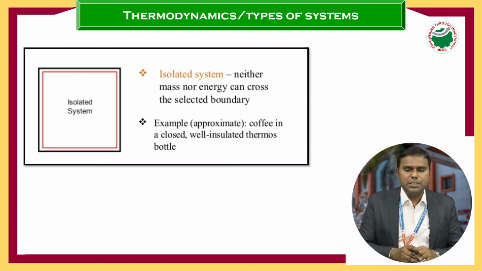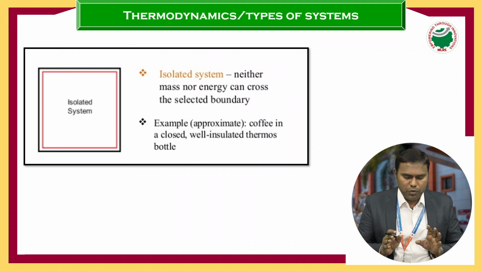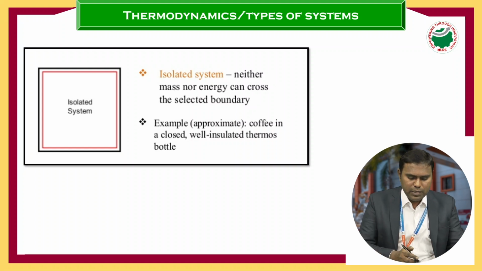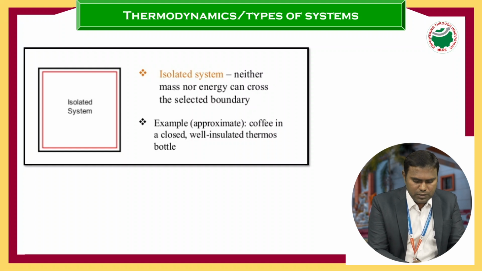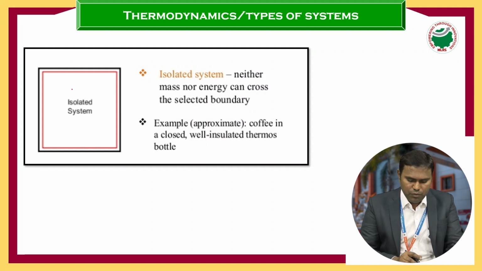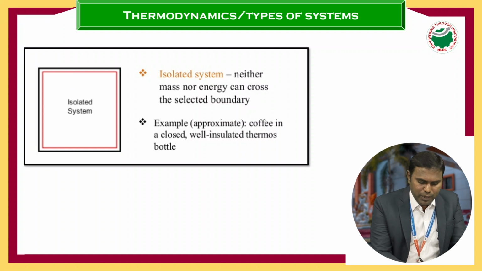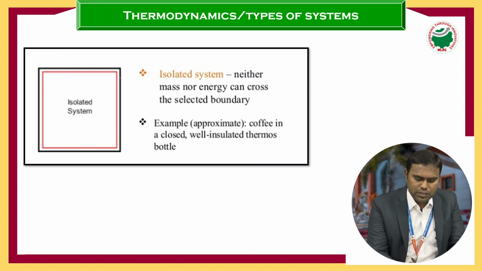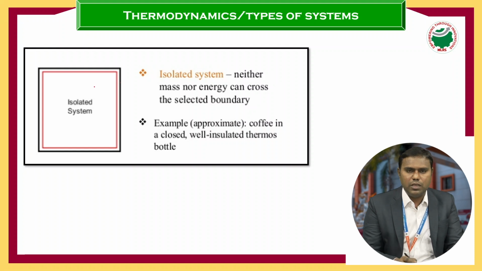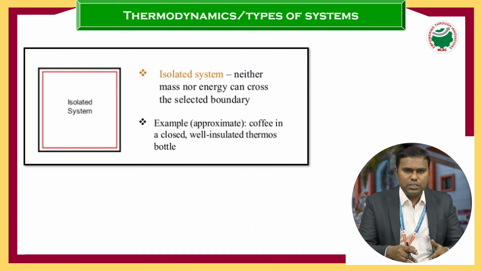Coming to the isolated system, neither mass nor energy crosses the boundary. So no mass transfer and no energy transfer across the boundary. In the same example, it is coffee in a well insulated flask. Here the mass of the coffee is fixed and we don't have any energy transfer from the system to the surroundings. So no mass transfer and no energy transfer across the boundary, then it is called an isolated system.